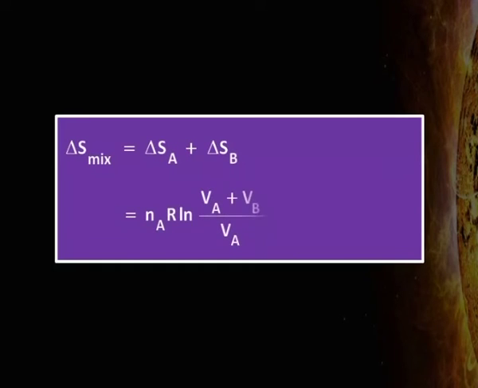Na is the number of moles of gas A and Nb is the number of moles of gas B. So, for the calculation of entropy change during mixing, we can add these two entropy increases. Therefore, delta S mixing will be equal to delta SA plus delta Sb, which will be equal to Na R natural log (Va plus Vb) divided by Va plus Nb R natural log (Va plus Vb) divided by Vb.